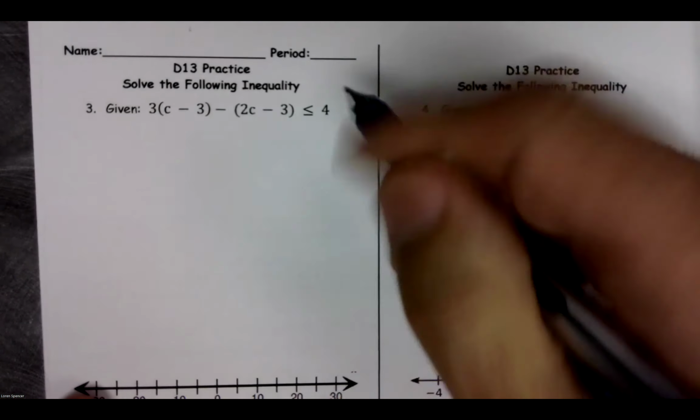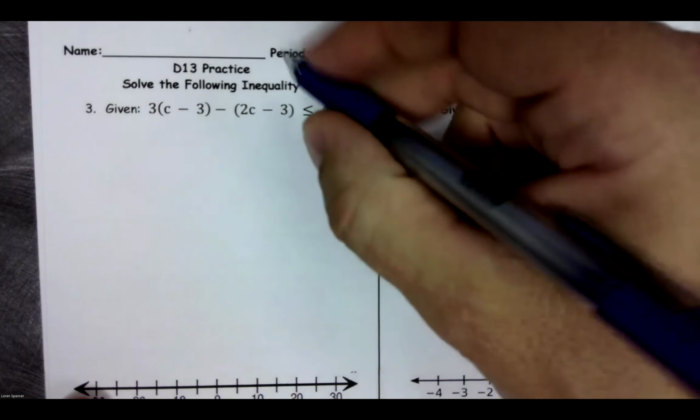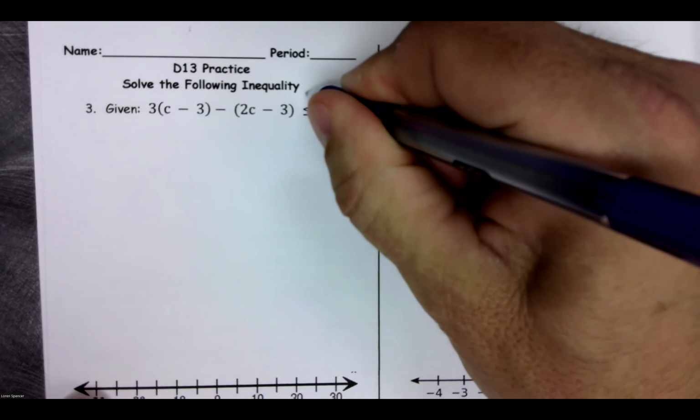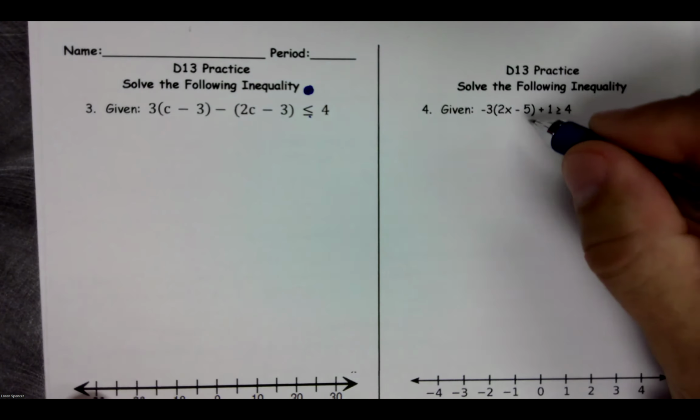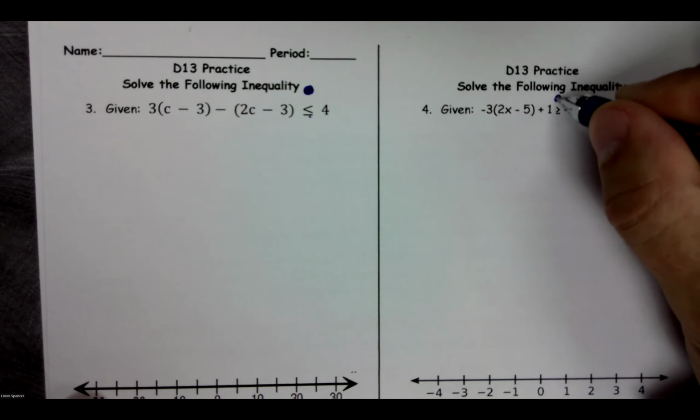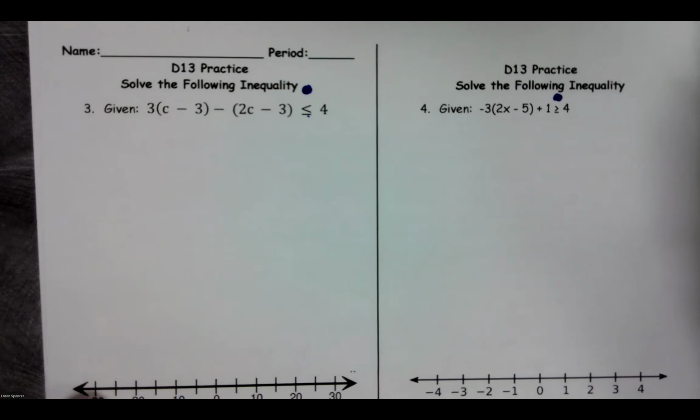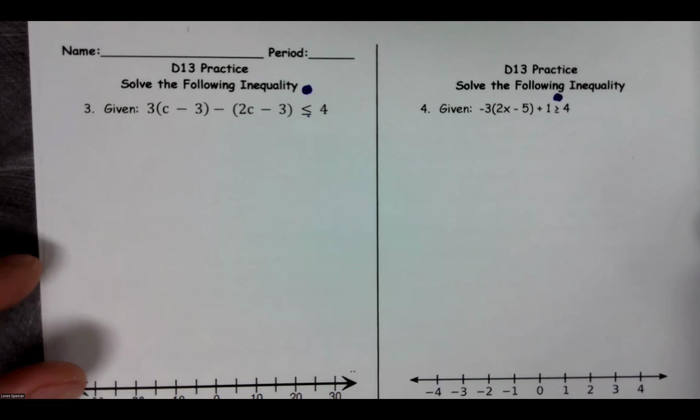Well, first off, the fact that this is a less than or equal to, we know this is going to be a solid. And over here, we're also going to have a solid, because it has a line underneath it. If it has a line underneath it, it's going to be a solid.